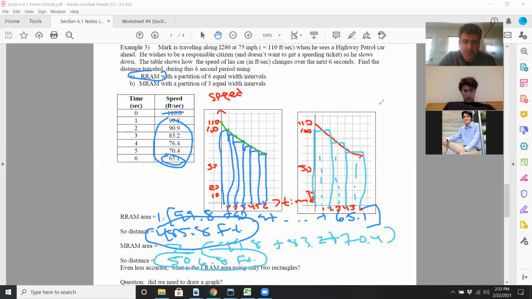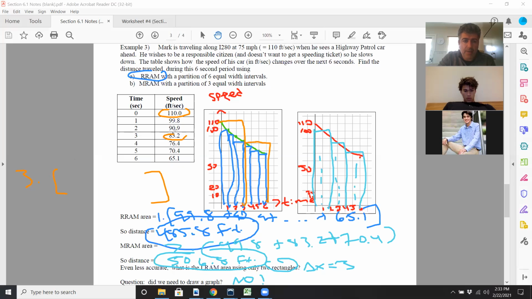Now, if you did an LRAM, we could do an LRAM using just 2 rectangles. It's not very obvious. But here's the thing. Do I need to do a graph anymore? The answer is no. You actually don't need a graph if you know what LRAM, RRAM, and MRAM are. If I want to do an LRAM with just 2 rectangles, obviously my width, delta x, is going to be 3, right? I'll do it over here to the side. So do 3 times. If you're doing an LRAM, you start with 110, because that's going to be your left corner here, right? And then you do another one at t equals 3.